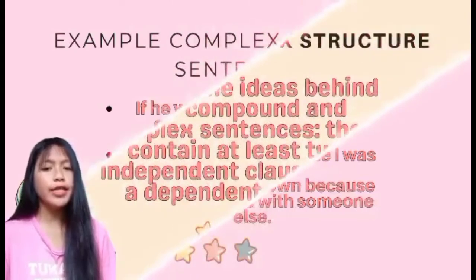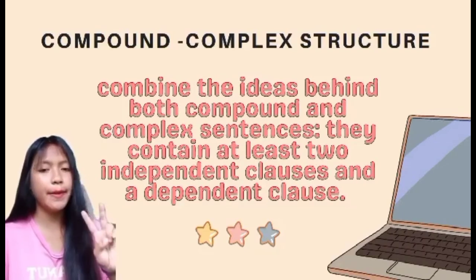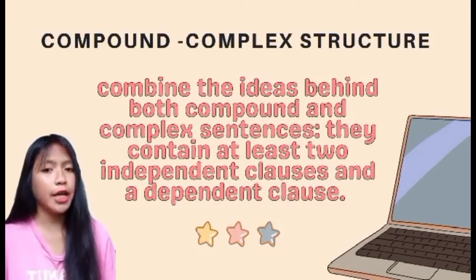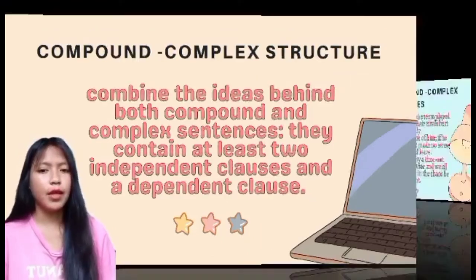The last one is compound complex sentences. True to their name, compound complex sentences combine the ideas behind both compound and complex sentences. They contain at least two independent clauses and a dependent clause. Because they can be pretty hard to parse, look for the coordinating conjunction, semicolon, and the dependent clauses. Let's take a look at the example.